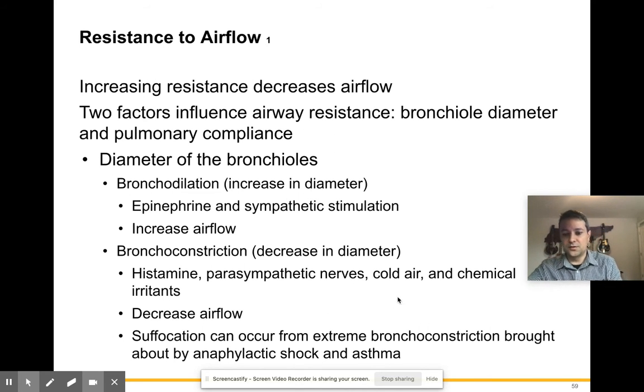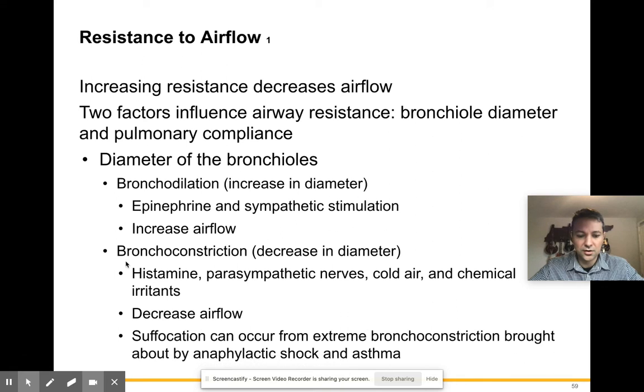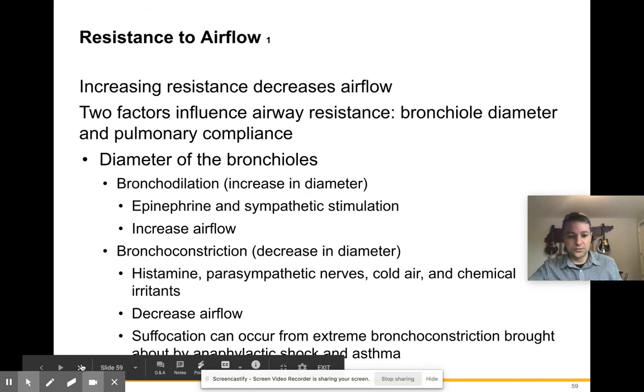There are also chemical irritants. If you inhale certain things, that can cause bronchoconstriction, and that's going to decrease your airflow. And possibly, if it's very extreme, suffocation can happen. Suffocation can occur from extreme bronchoconstriction, brought about by anaphylactic shock, brought on by asthma. Anaphylactic shock could occur through allergies, like if you're allergic to shellfish, or a bee sting. That's extreme bronchoconstriction.